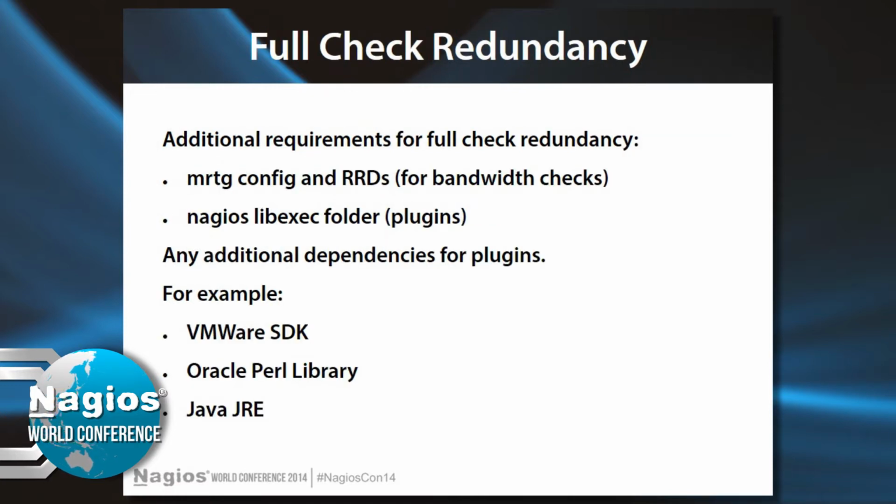To get full check redundancy, some additional requirements will be your MRTG config and the MRTG RRDs. That's if you want to make sure that you're going to be receiving valid information about your bandwidth. And that's because MRTG needs to do the averaging and then roll it into the actual perf data RRD. You need to make sure you move over or have replicated your libexec folder so that the plugins are available. And this includes any third-party SDKs, so you need to make sure that your VMware SDK has been installed on both boxes, if you use the Oracle Perl library or Java JRE for certain types of JMX type checks.